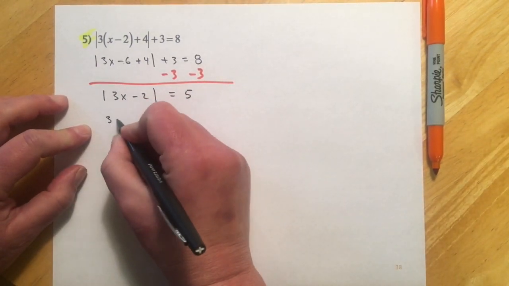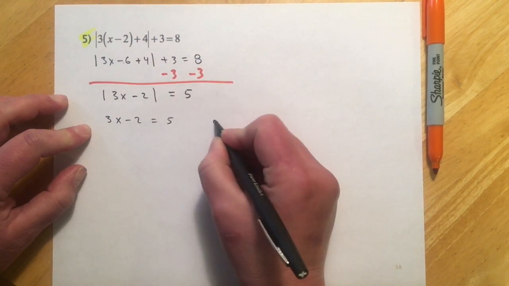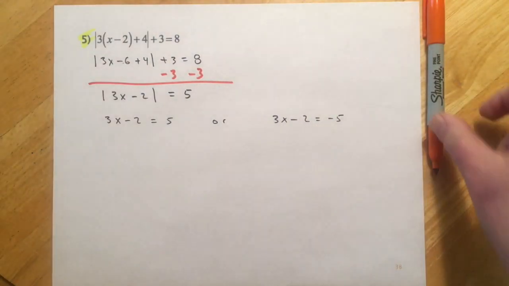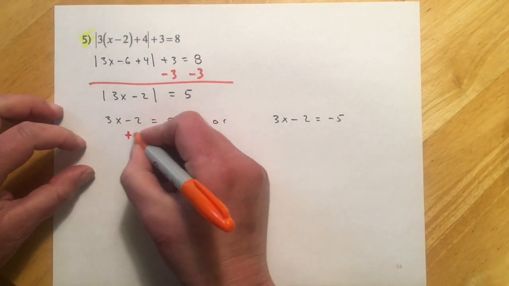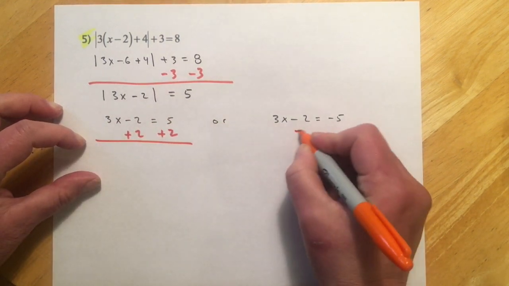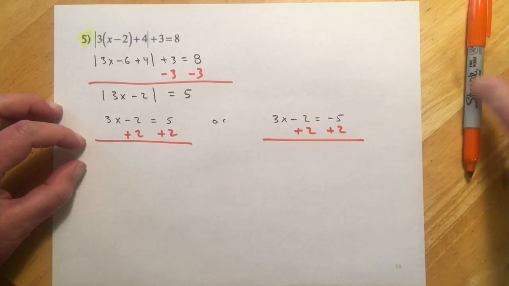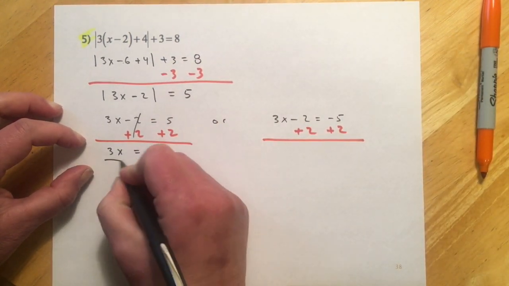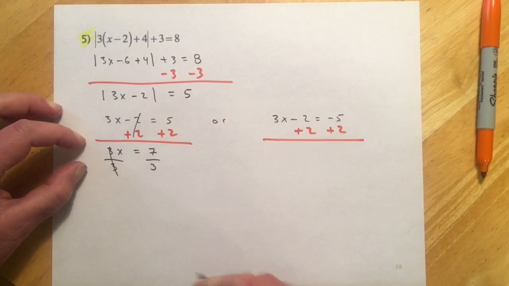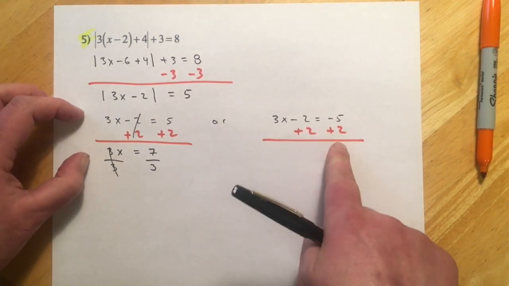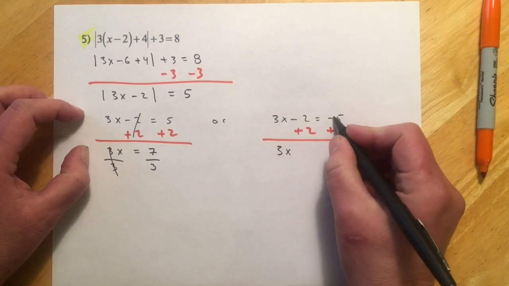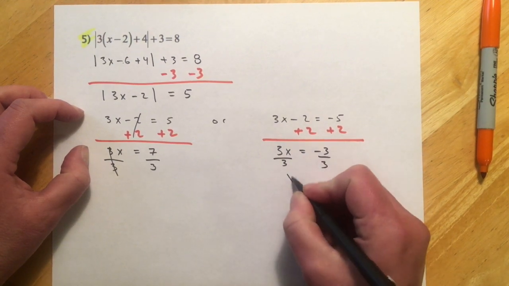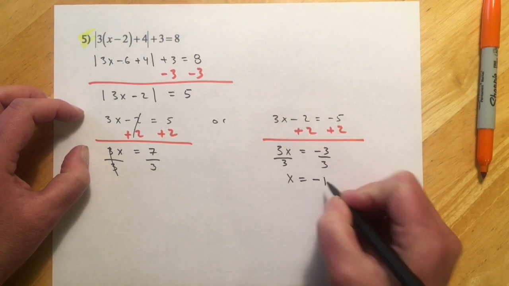So now I'll do the split it up. 3x minus 2 equals 5, or 3x minus 2 equals negative 5. And then we're right back down to the same two little solves that aren't too bad. So let's see, this is going to go 3x, that cancels, equals 7. And divide the 3 over. So that branch gives us 7/3. And then over here we'll go 3x, negative 5 plus 2 is going to be negative 3. Divide our 3 over. And then that branch simplified gives us negative 1.